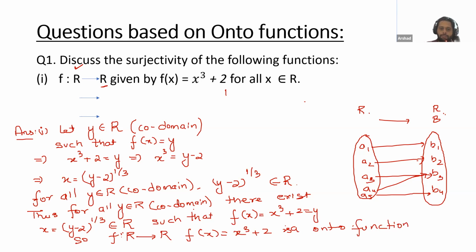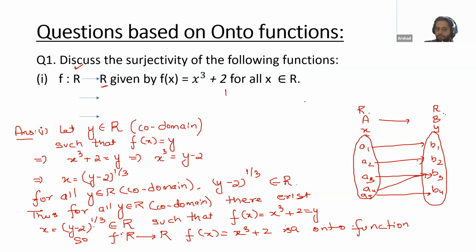Now let me explain this point again. This value x we will always take from the first set, and this value y we will always take from the set B. Now what we are saying here is, for all y belongs to R, this complete expression belongs to R. I guess this point is clear to everyone. So in the next line, for all y belongs to R, codomain, there exists (y minus 2) power 1 by 3 belongs to R.